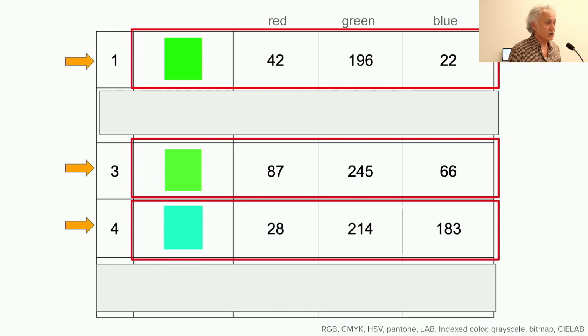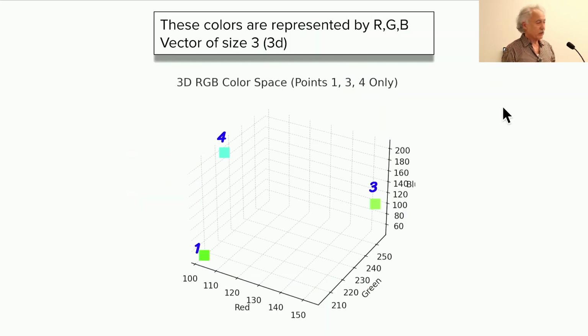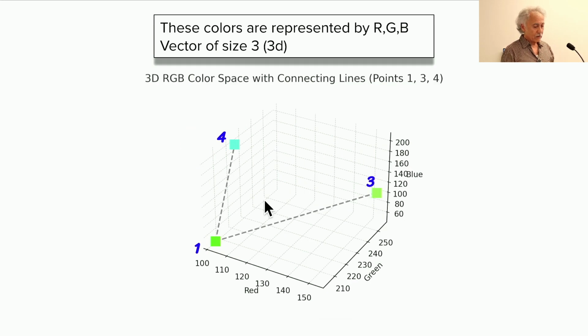Let's use a coordinate system. What's a good coordinate system for colors? RGB, right? There are other ones. I put some of them down here at the bottom. There's CYM, there's HSV. There's a whole bunch of coordinate systems, but one we all know and love is RGB, right? So I have the coordinates of those colors, and in 3D space, since it's 3 dimensions, I have those 3 colors. And let's look at the distance from 1 to 4 and 1 to 3.